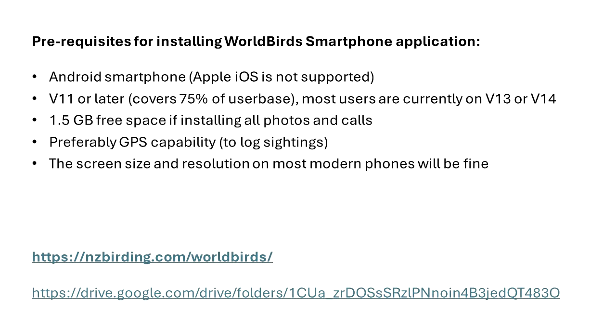You'll need about 1.5 gigabytes of free disk space. Most modern phones come with at least 32 gigs, so that shouldn't be a problem. It's preferable to have GPS capability so you can log your sightings along with GPS coordinates. Most modern phones will have a screen resolution of 800 by 360 or higher, and so should be fine.